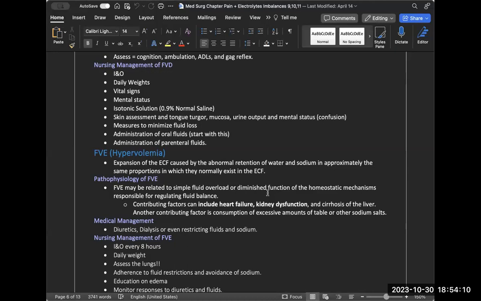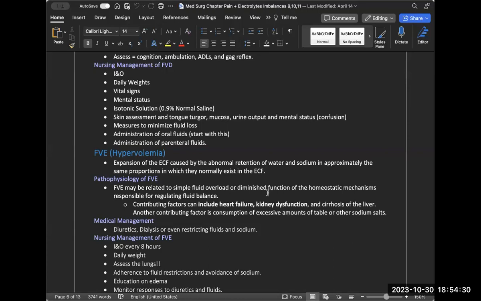Another thing, especially for that fluid volume deficit, is I want to watch out for mental status, right? Because I said that can cause confusion. Other things is the skin. The skin assessment is important for both of them. Why? Because one causes edema, right? And the other can potentially cause dehydration.